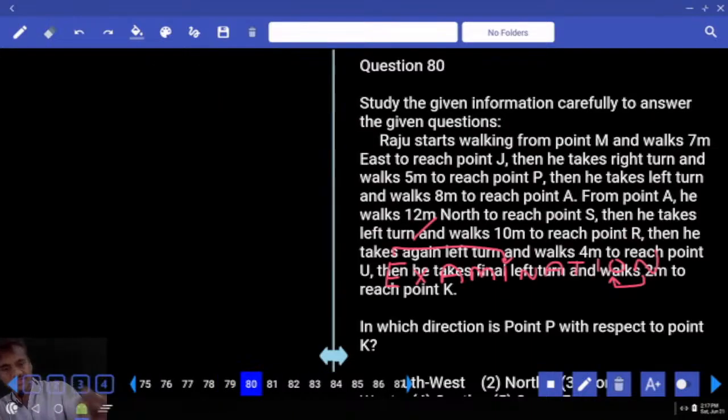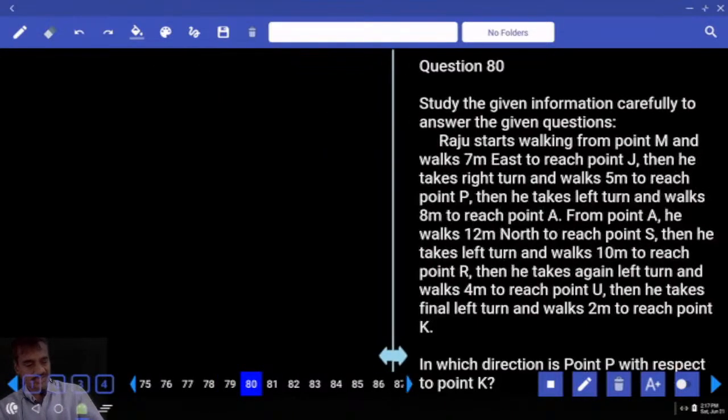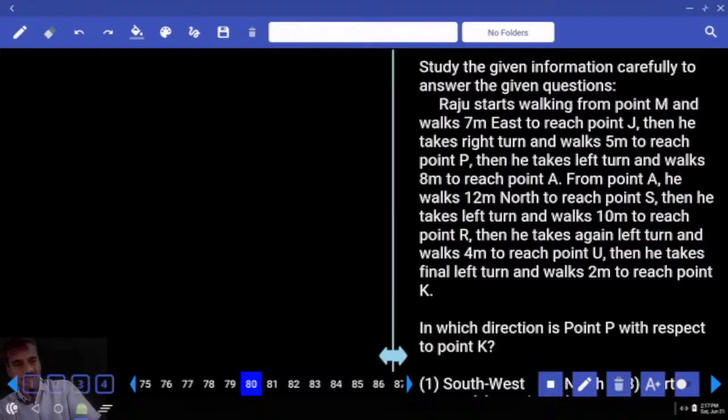Then question number 80. Directions. First priority, Raju starts walking from point M. Now this is the starting point of Raju. From here, he walks for 7 meters and reaches point J. And from J, then he takes a right turn and walks for how many meters? 5 meters. From here, 5 meters right turn and reaches point P.